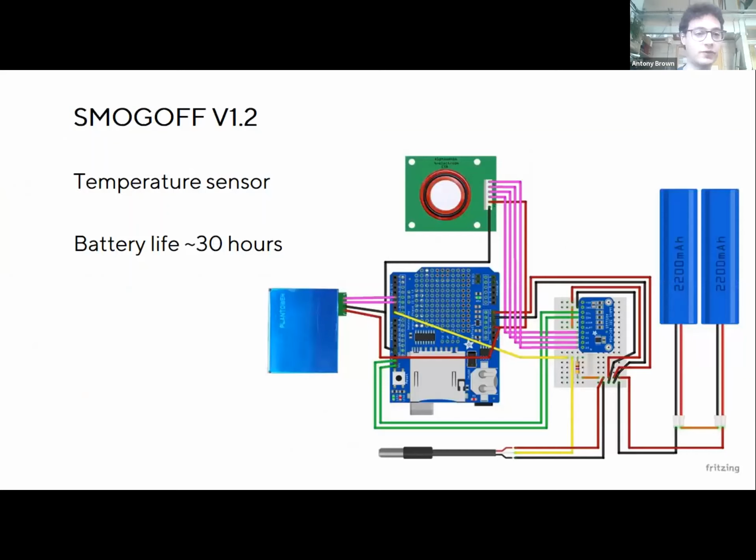We then made a few more tweaks to the system. We added a temperature sensor because we realized that the nitrogen dioxide sensor was sensitive to ambient fluctuations in temperature, so we built algorithms into the software that correct for that. And then we also made a few tweaks to the software to increase the battery life.